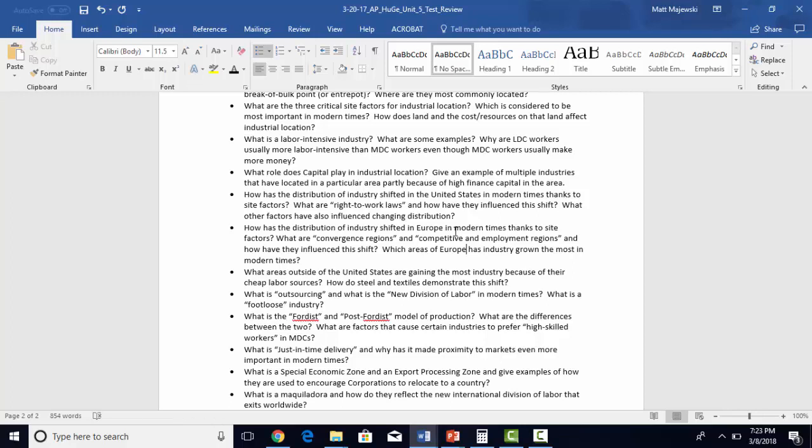How do steel and textiles demonstrate the shift? Both of them used to be produced almost entirely in the U.S. and Europe. Now a majority are produced overseas in other locations. What is outsourcing? What is the new division of labor in modern times?